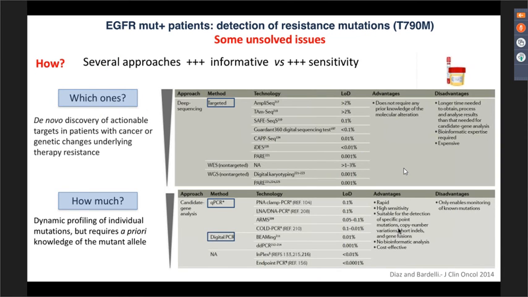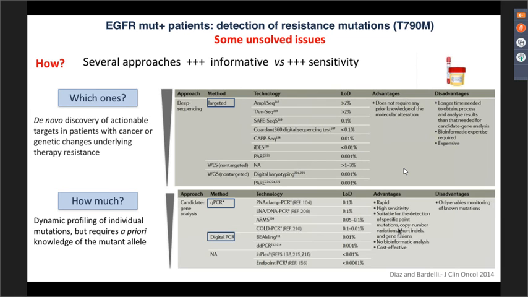But the problem is how to detect this resistance mutation. There are several approaches, several methodologies. Some of them are more informative and some of them are more sensitive. In the case that we need more informative techniques, the question that we ask of the technique is which mutations are present, which ones? And we have to use this type of technique when we want to do de novo discovery of actionable targets in patients with cancer or genetic changes underlying therapy resistance.